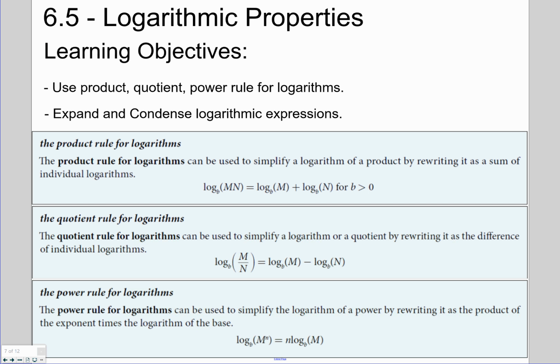You have the product rule, which basically says if you have two terms in your argument here, you can expand it using addition, and you can always go the other way. So you can always take two logs with the same base connected by addition and combine them with multiplication. The quotient property is the same idea, but with subtraction and division. And then the power rule, I'll show you, allows you to move numbers from powers to the front and vice versa.